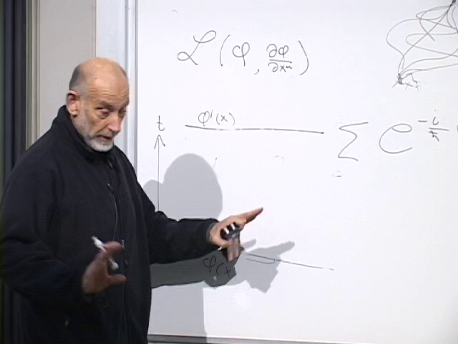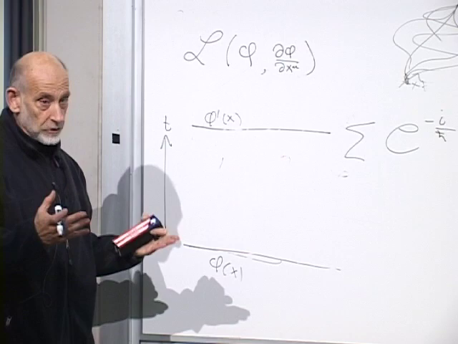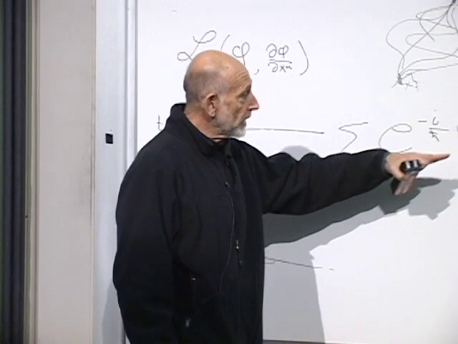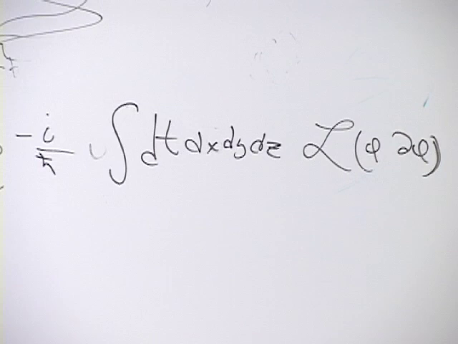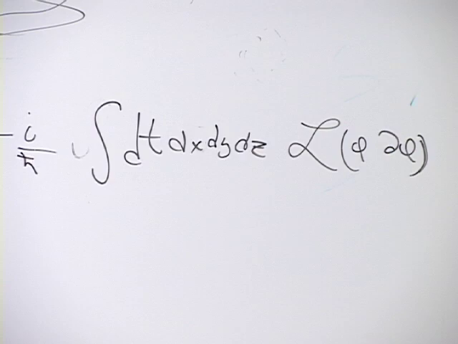For each history, each possible history that you can imagine, it doesn't have to be a true history or a real history, for every possible history you can imagine, there is an action. The action is itself an integral. But then you can sum this over all possible histories, and that is the amplitude to start with a field value phi and end with a field value phi prime between these two trajectories here. Okay? That's the notion of a path integral.